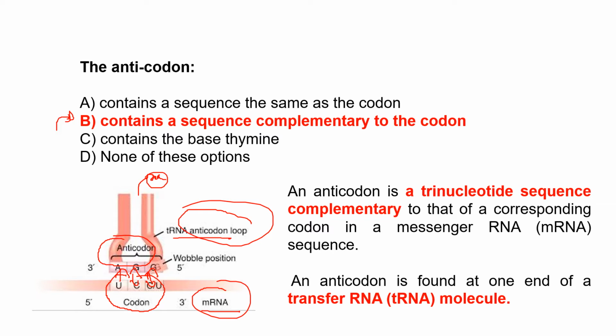Contains the sequence same as the codon. So if you see here, the anticodon is the complementary, so this is wrong. If it was the same sequence, they would not attach to each other. Contains the base thymine. This is not an answer, and D is wrong.